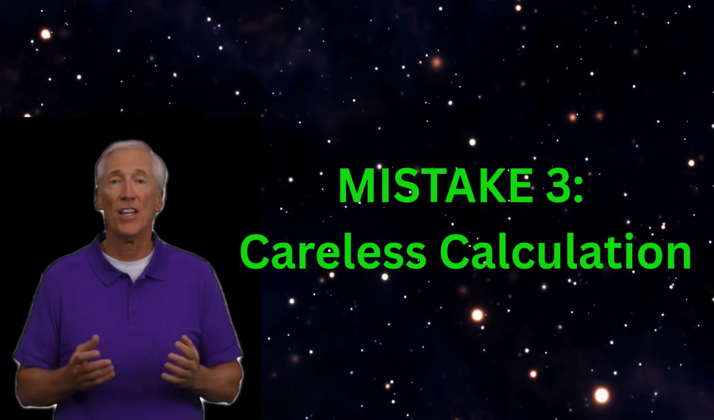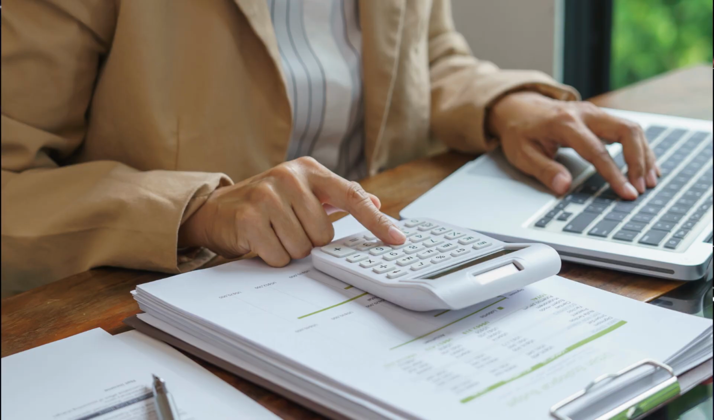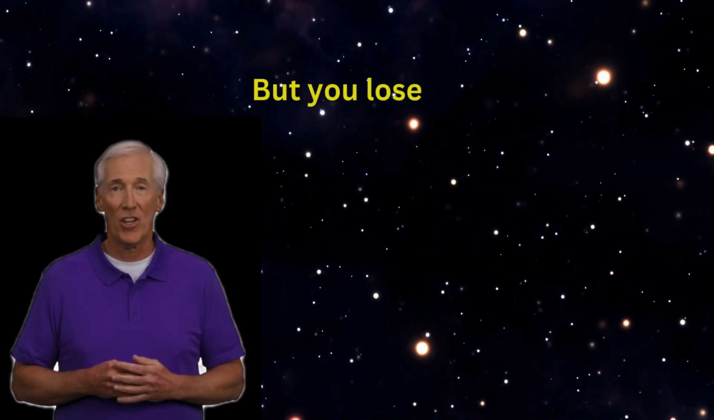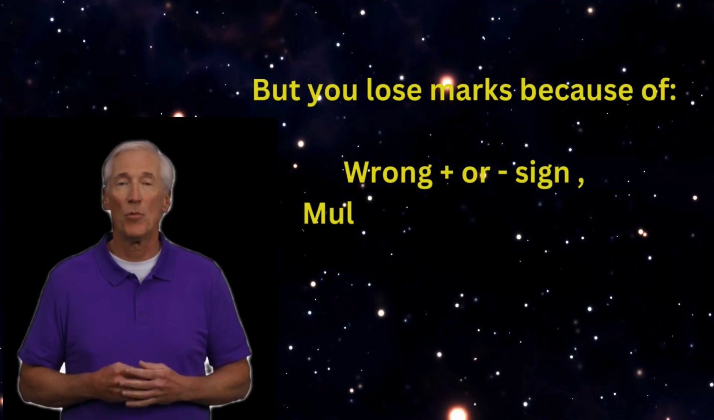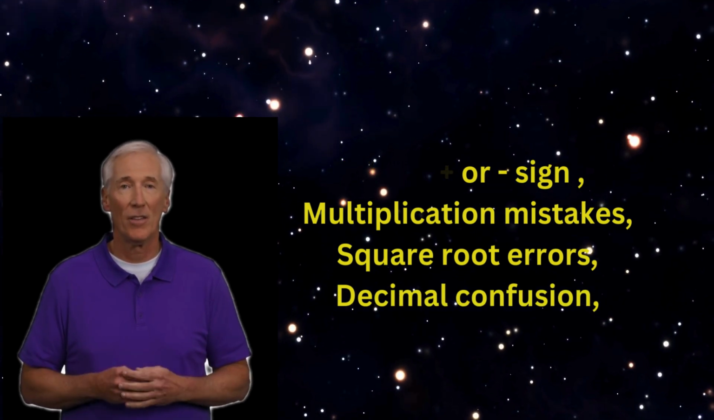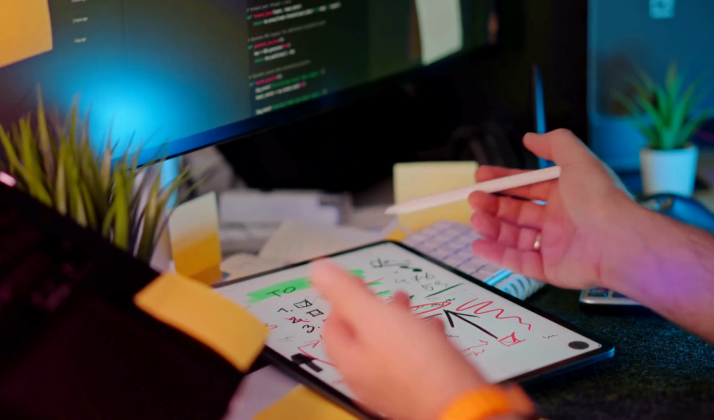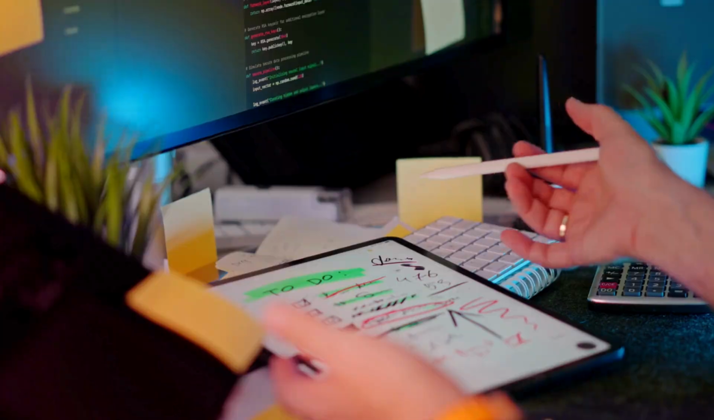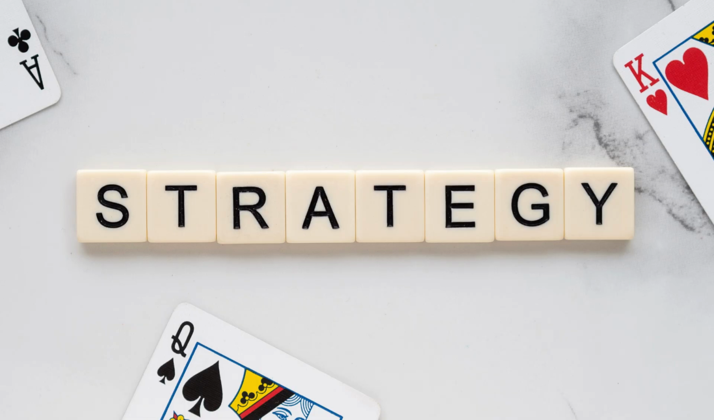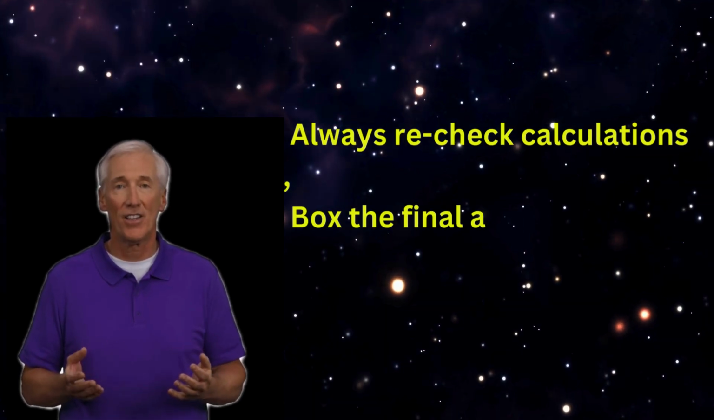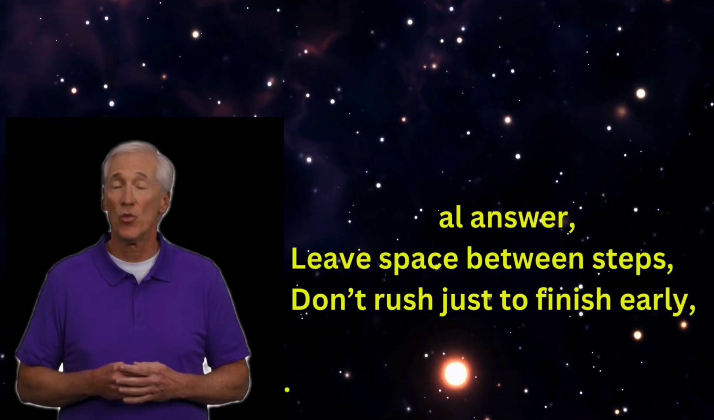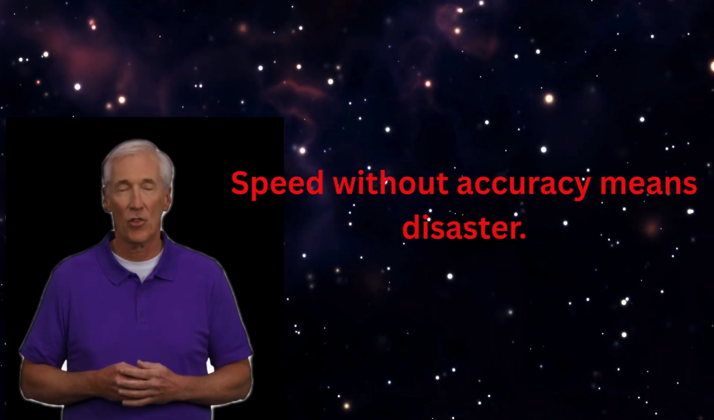Mistake 3. Careless calculation. This mistake hurts the most. You know the formula. You know the method. But you lose marks because of wrong plus or minus sign, multiplication mistakes, square root errors, decimal confusion. Examiners don't care if the mistake is small. A wrong calculation means final answer wrong, full marks gone. Smart strategy to avoid is always recheck calculations. Box the final answer. Leave space between steps. Don't rush just to finish early. Speed without accuracy means disaster.